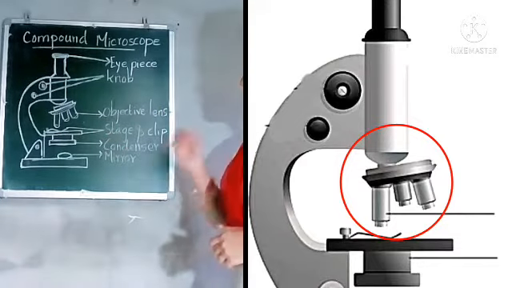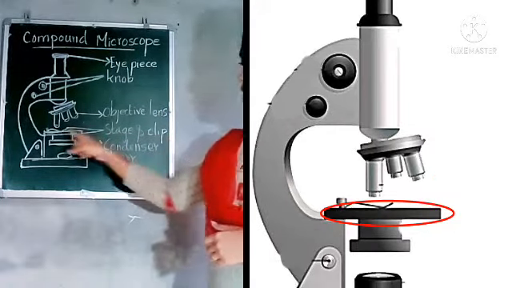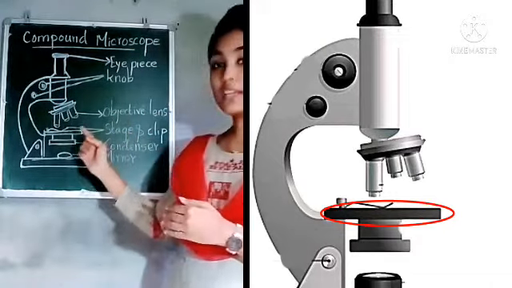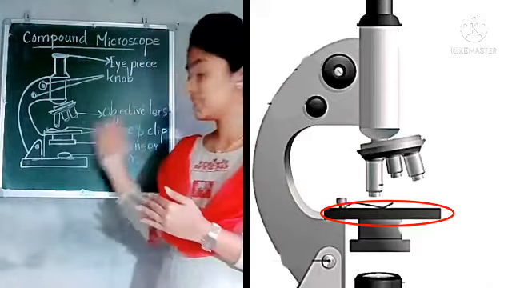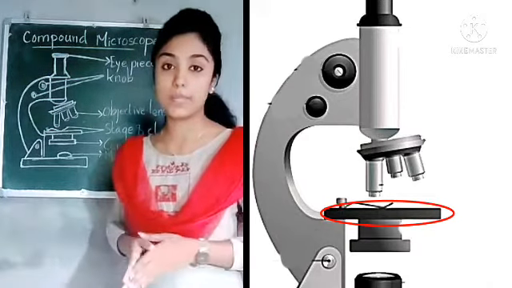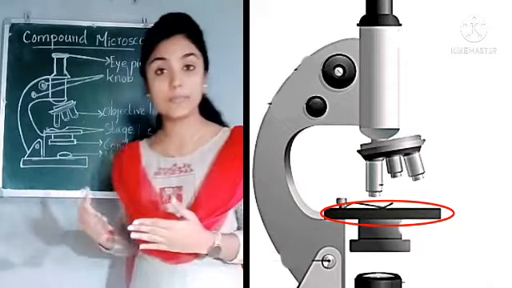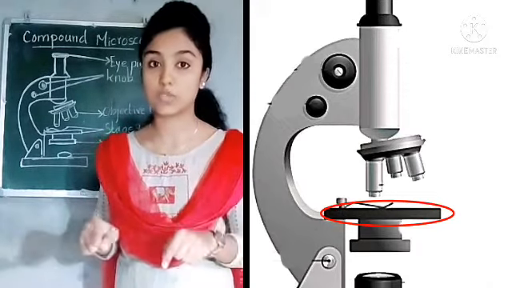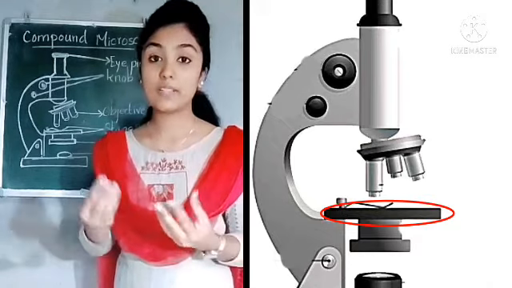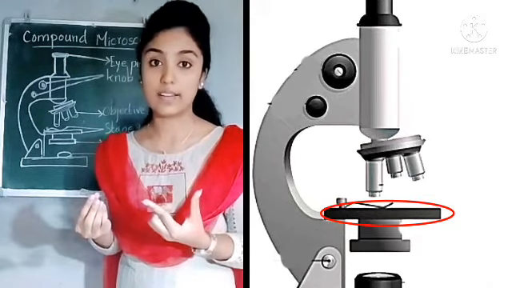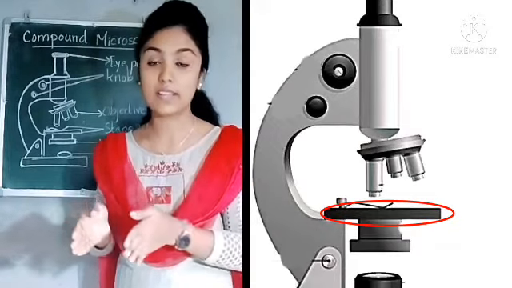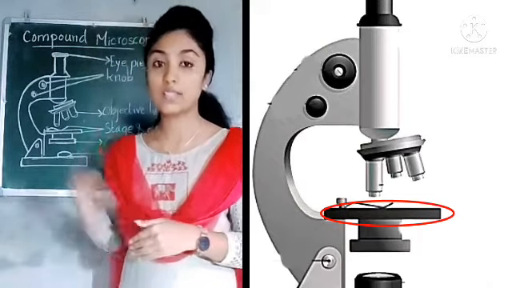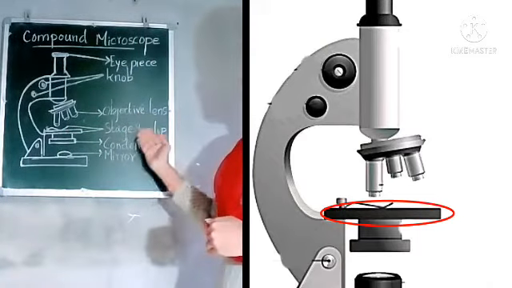Then the next part is stage and clip. Here you can see this rectangular part is the stage and there will be two clips. In this stage, we are placing our observing material. And what is the use of these clips? These clips are used to keep the object or the observing material in its position. We are preparing this observing material over a glass slide, and we need to keep this glass slide in its exact position without any movements. Then only we can observe it clearly. So this is the use of stage and clip.